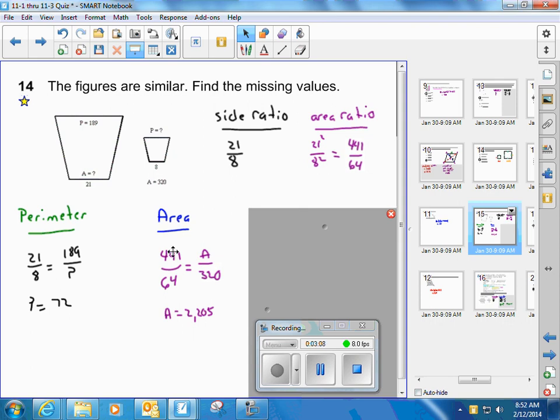Again, I took the side length ratio, squared it to make an area ratio, and set it equal to the ratio of the actual areas. And that allowed me to find the actual area of the larger trapezoid.